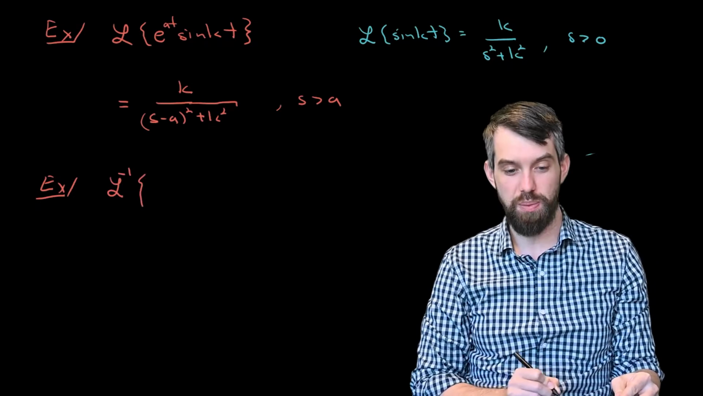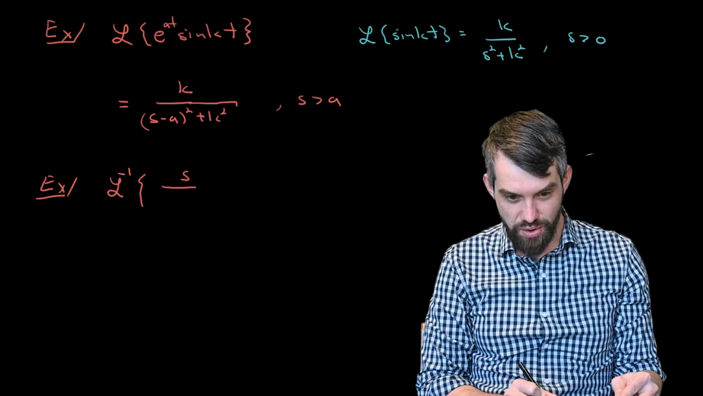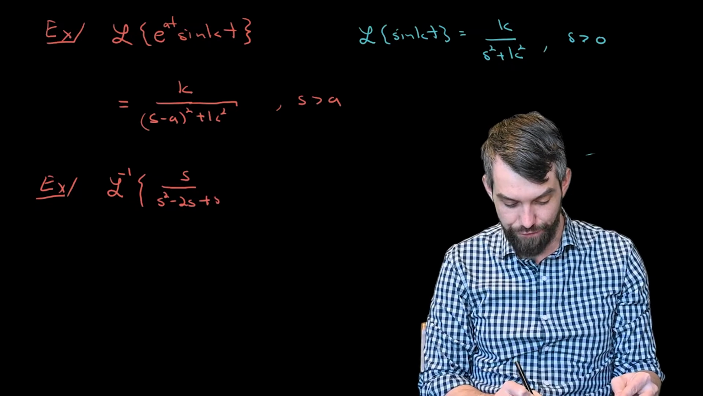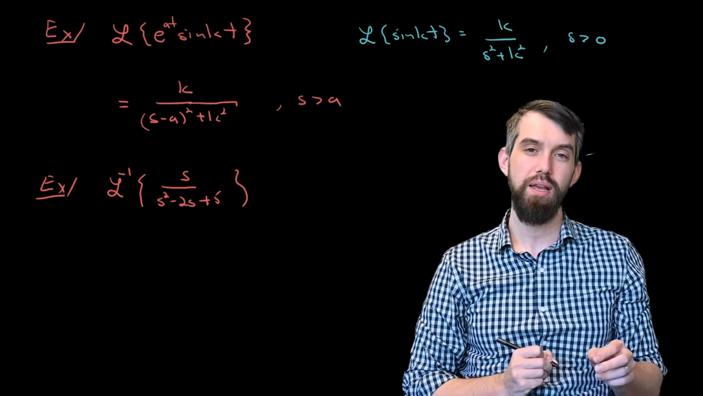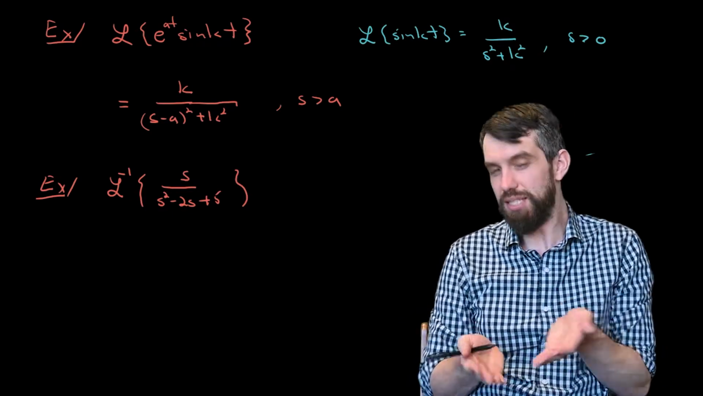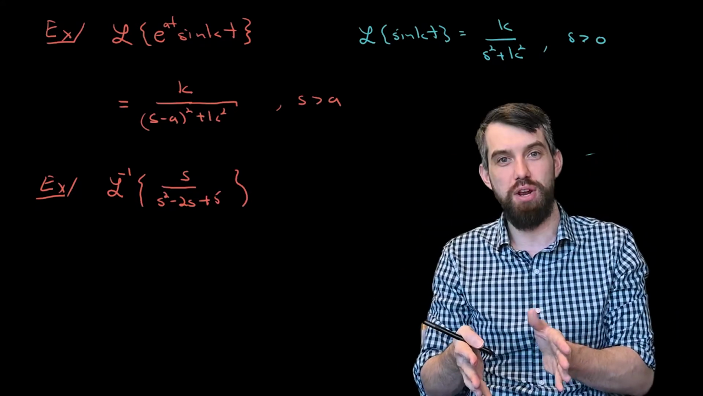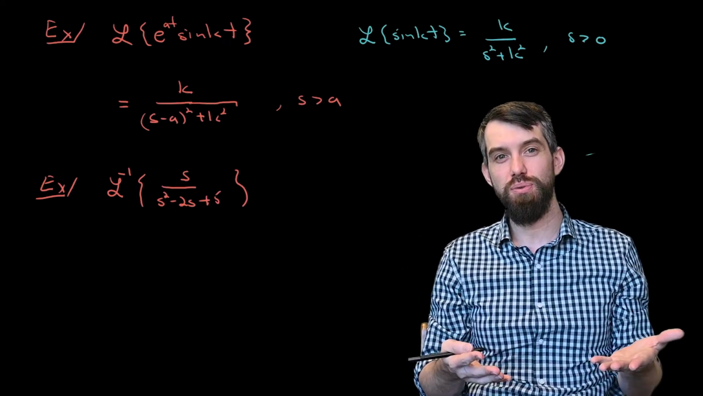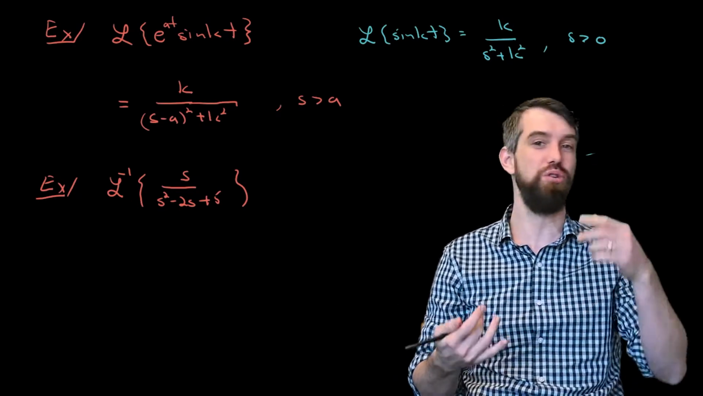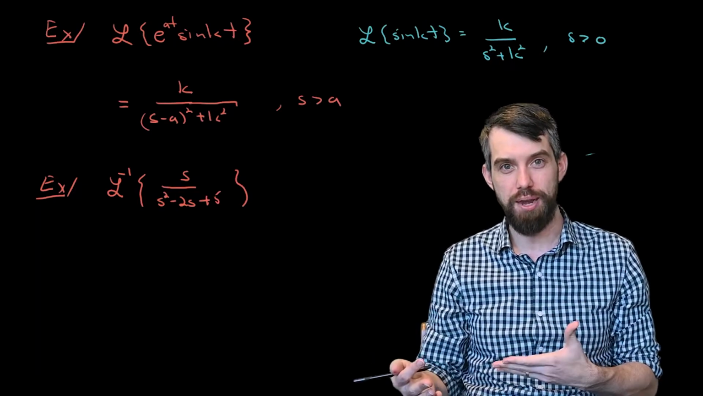I'll do the inverse Laplace transform, and I'm going to do it of s divided by s squared minus 2s plus 5. Now, the challenge that presents itself right now is that this expression doesn't look anything at all like any of the Laplace transforms we've seen in the past. So there's not an obvious way that I can take this and align it with being some sort of shifted exponential or shifted sine. I need to do a bit of algebra before I can do that.